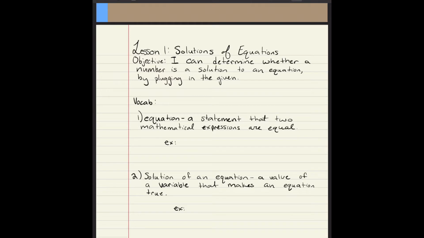We're continuing with our work on equations. So let's see what lesson 1 is. It's the solution of equations. So our objective is, I can determine whether a number is a solution to an equation by plugging in the given. So our vocab word is equation.